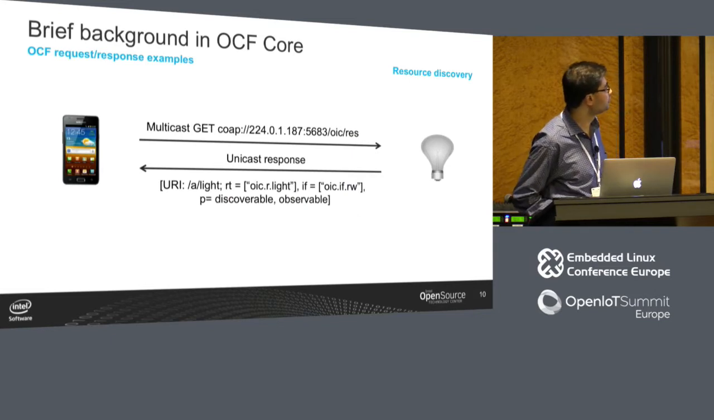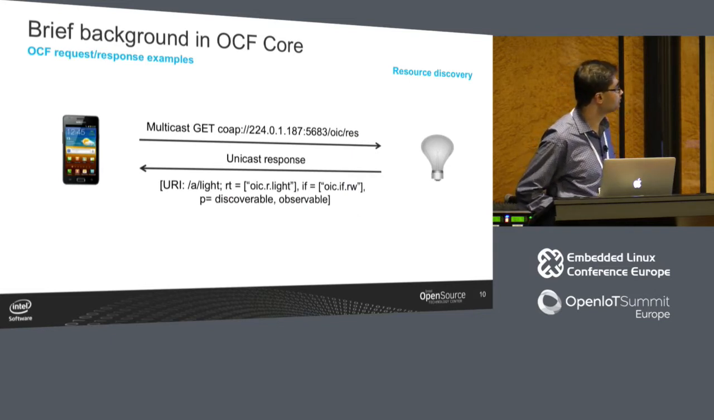I'll walk through a few request response sequences with a simple example. In this scenario, we have a smartphone which runs a client application and a light bulb which runs a server application. In order to do resource discovery, the smartphone issues a multicast GET request to the well-known OIC/RES resource.